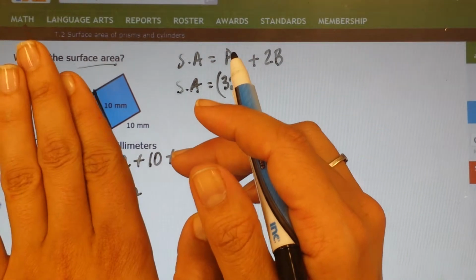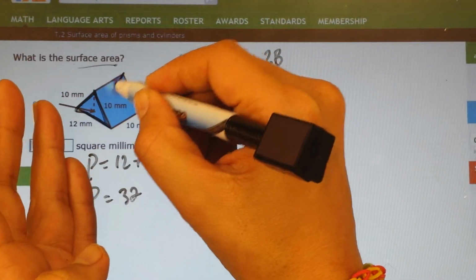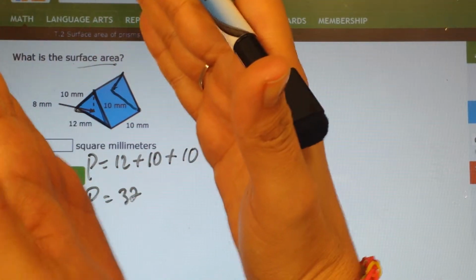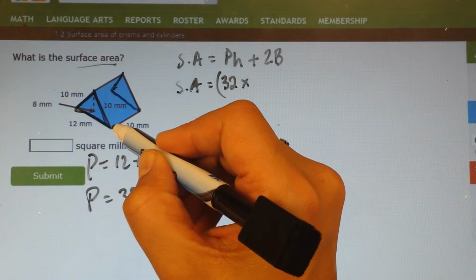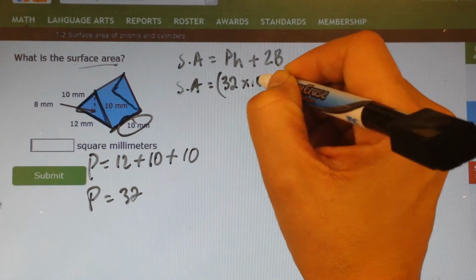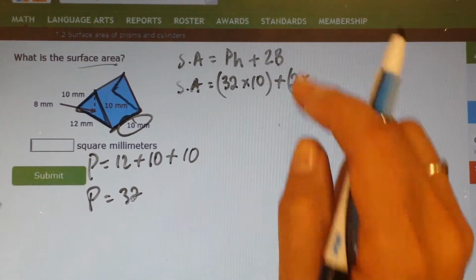So if this is the base, the height is the distance between the two bases. So again, this right here was the base right there, the two bases. So the height is the distance between those two bases. So this is the distance, which is 10. Plus 2 times whatever capital B is.